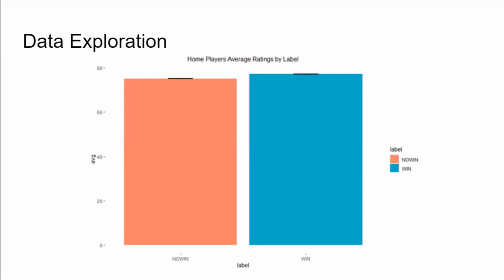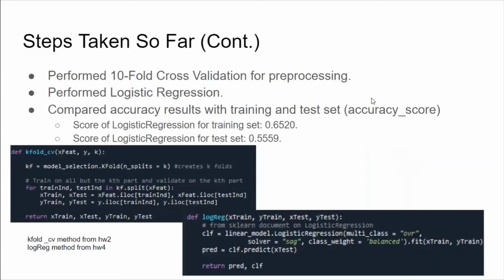Here's a bar plot showing home players' average ratings grouped by labels, which are wins and no wins. And we can see that the ratings for winning teams are higher than the ratings for losing or drawing teams. The little black lines on the plot are error bars, and we can see that the variance is very small.